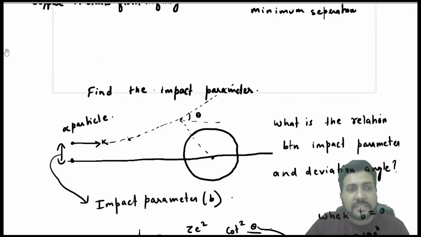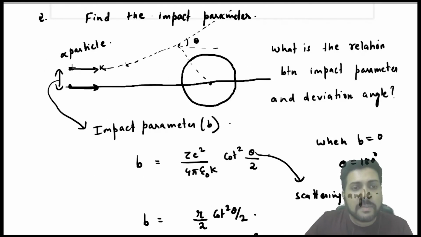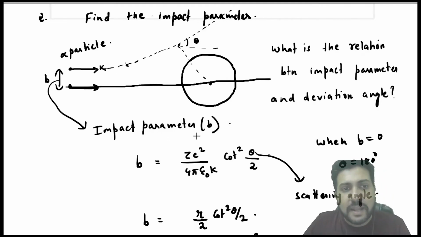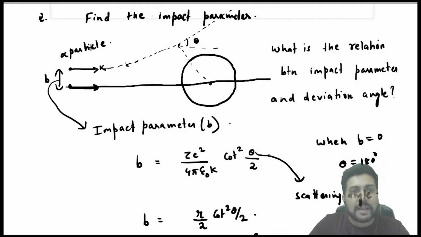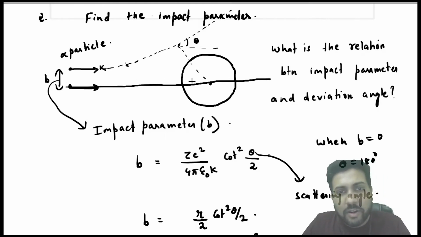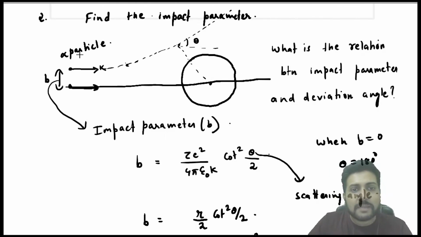Now the second thing that we will find is the impact parameter. What is the impact parameter? Suppose some alpha particle is moving parallel to this line at some distance b. Then the impact parameter is b. The impact parameter is defined as the distance between the actual line of motion and the common normal.